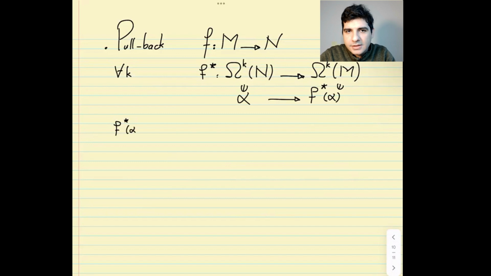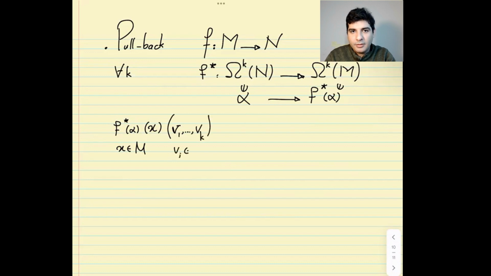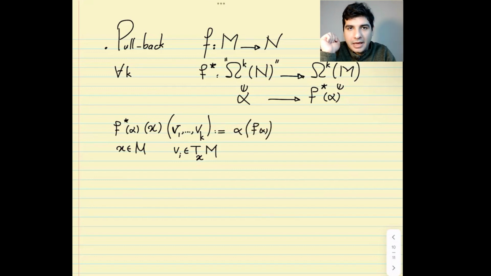How can we define F star of alpha as a K form on M? Pick a point x in M. F star alpha of x should take K tangent vectors V1 up to Vk on M, and it should give us a real number. Each Vi is a vector tangent to M at the point x. How should I define this? Okay. Alpha is a K form on N, right? So alpha makes sense at a point in N. The input point would be f of x. Note that f is a map from M to N, so f of x is a point in N.